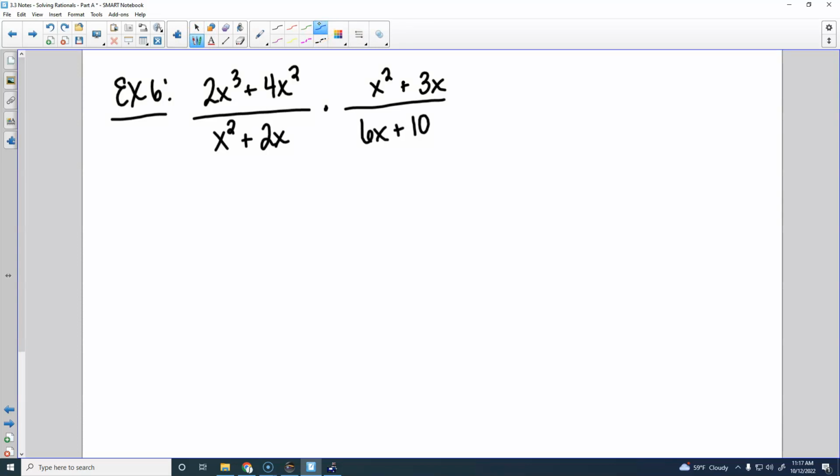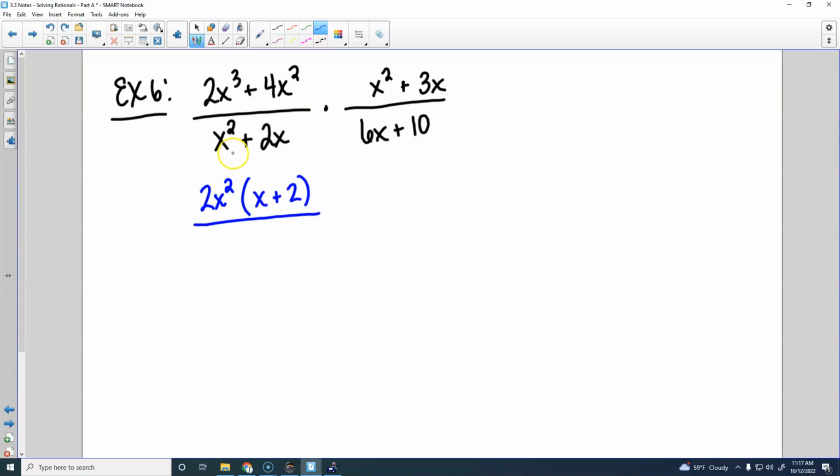Alright, so we got 2x to the third plus 4x squared over x squared plus 2x, times x squared plus 3x over 6x plus 10. So I need to factor, but this is a different kind of factoring, one that is not difficult, but most students have forgotten about. How do I factor 2x to the third plus 4x squared? Almost. 2x squared. I'm going to pull out a greatest common factor, so 2x squared. And if I pull a 2x squared out, I will have x plus 2 left on the inside there.